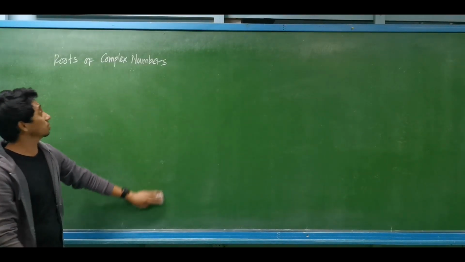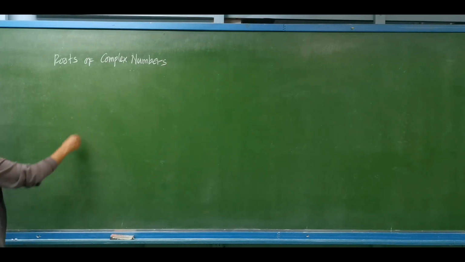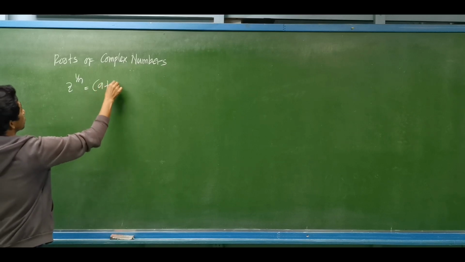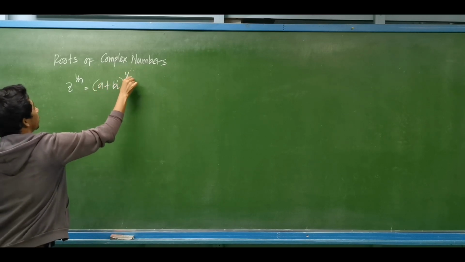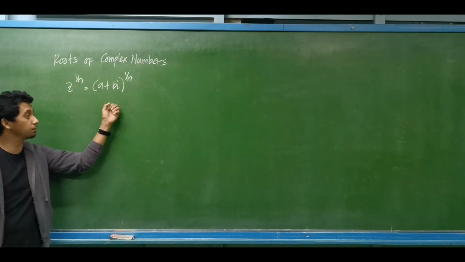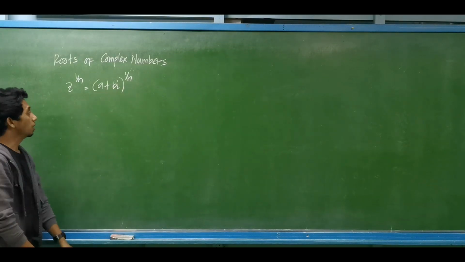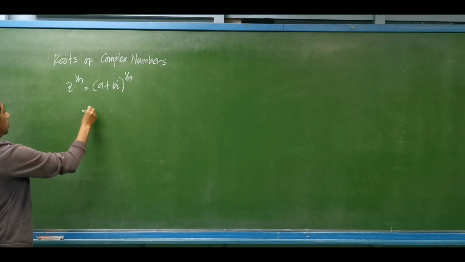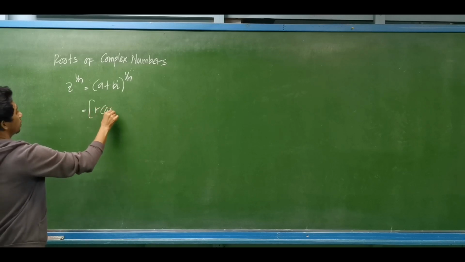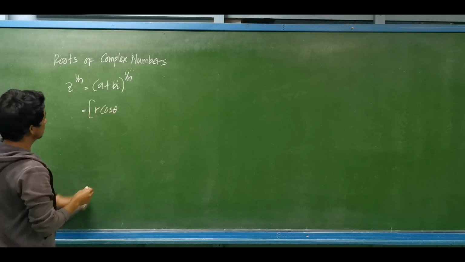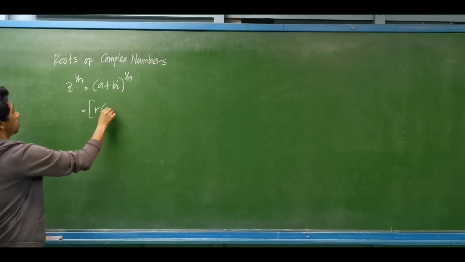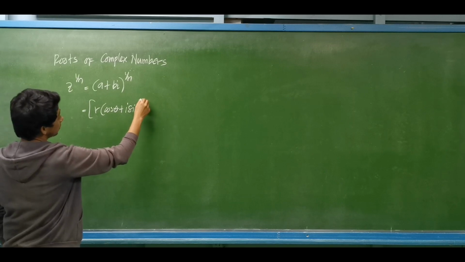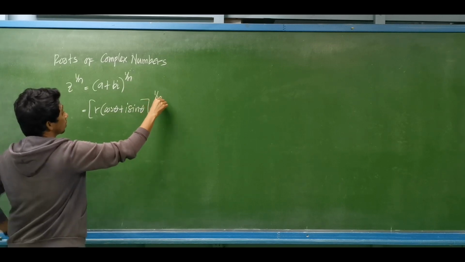So let us discuss the roots of a complex number. For example, we have z raised to 1 over n, equal to a plus bi raised to 1 over n. Again, it is more convenient to determine the root of a complex number in polar form. So what is the polar form? We have r multiplied by the quantity cosine of theta plus i sine of theta, this raised to 1 over n.